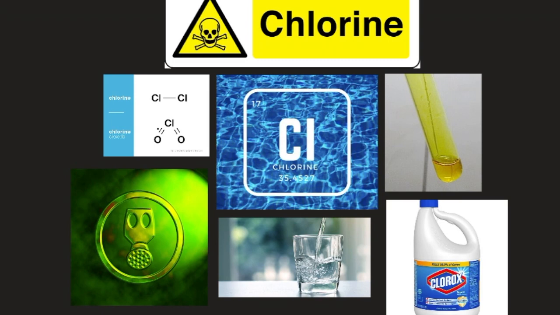Hello everyone, today we're going to talk about element number 17 on the periodic table, chlorine. The previous video that we talked about was on argon. Argon is a noble gas. Chlorine is like the polar opposite of the previous element, argon, because unlike argon, chlorine is very reactive with its environment, just like fluorine.